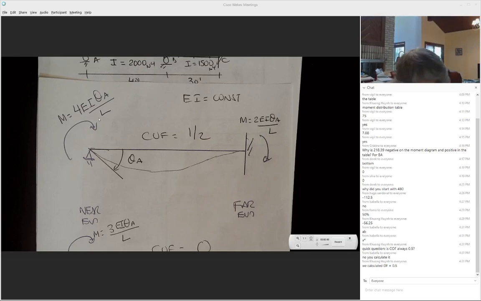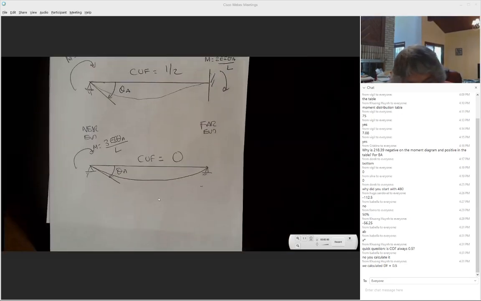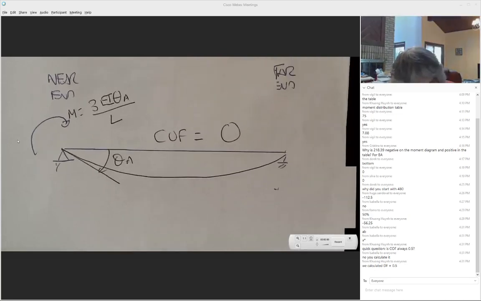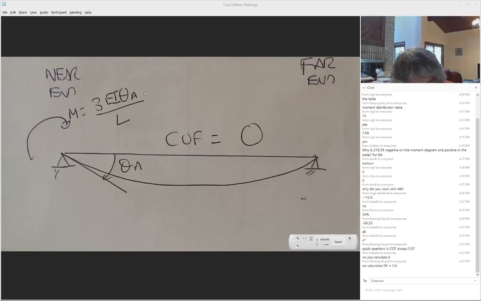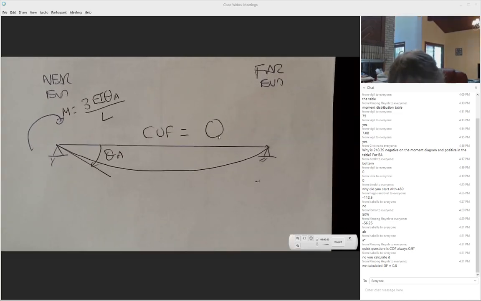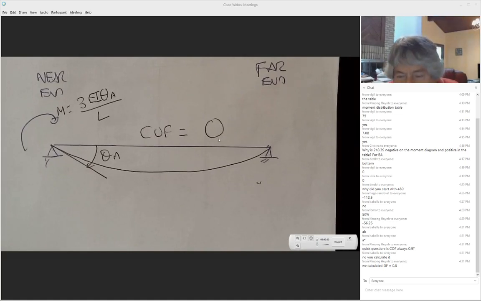Whenever we use 4EI over L, because below we had the stiffness modification. Whenever we had a near end that is a pin and a far end that is a pin or a roller, this moment now is 3EI theta over L, and nothing goes to the opposite end. So carryover factor 0. Those are the cases.